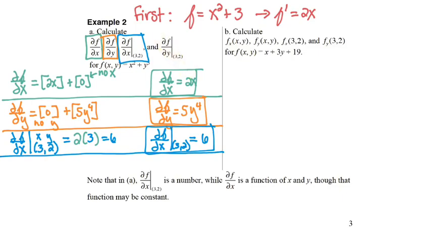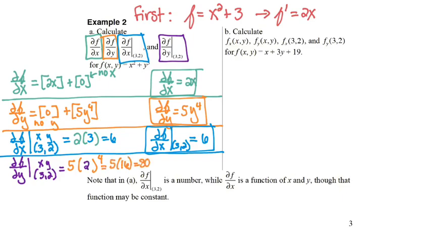And now for the last part of this question. I'm taking the partial derivative of the y function evaluated at 3, 2. So I find the partial derivative of the y function to be 5y to the 4th, where I need to plug in the fact that y is 2, and so 2 to the 4th is 16, 5 times 16 is 80, and I have my final answer.